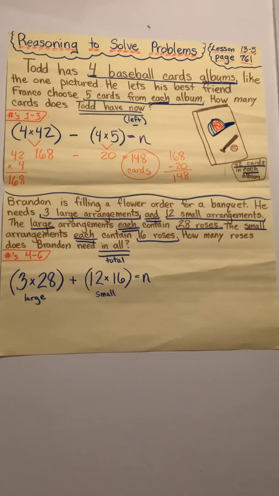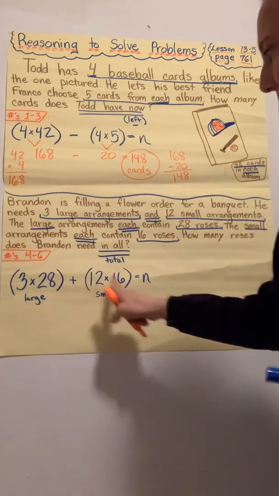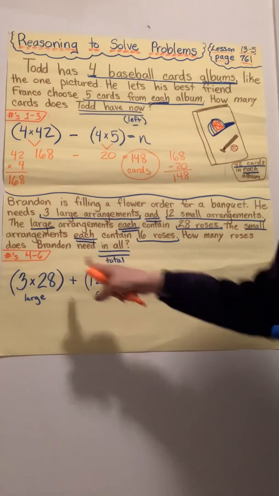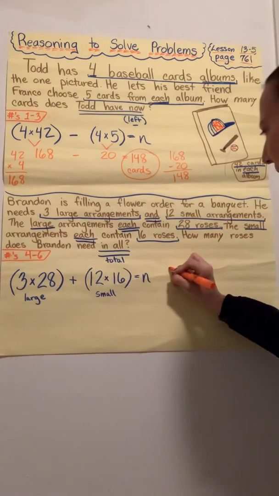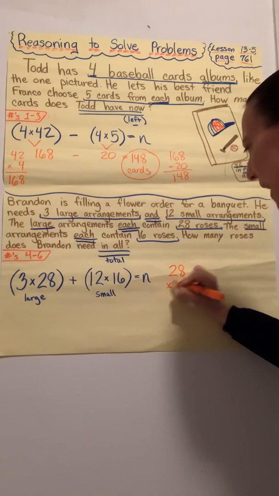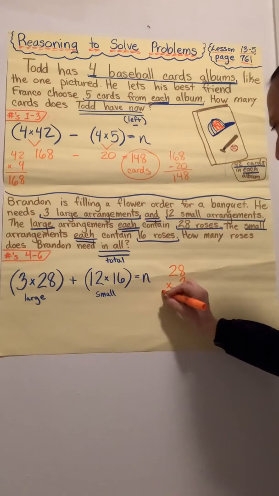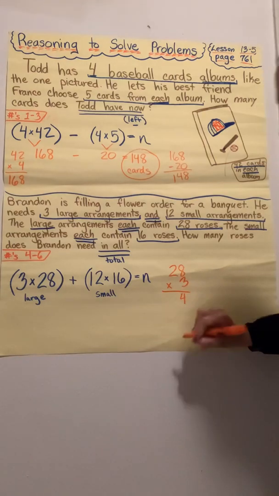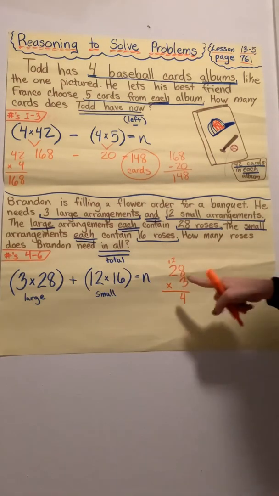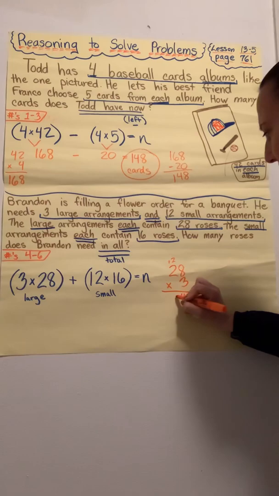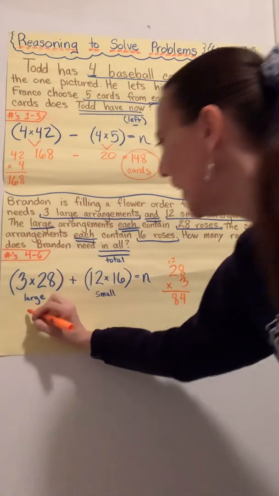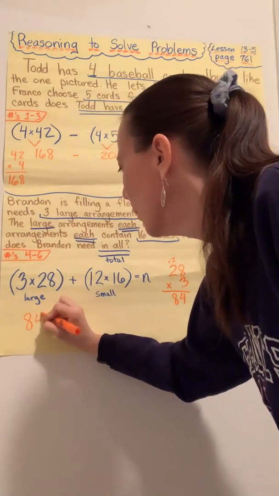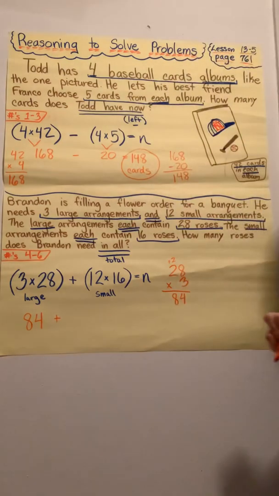So if I look at what I have to do, my first 2 steps are multiplication. So first I'm going to do 28 times 3 using my multiplication algorithm here. 3 times 8 is 24. Put down the 4 and I'm going to regroup that 2. 3 times 2 is 6 plus 2 is 8. So I have 84 roses in the large arrangement.